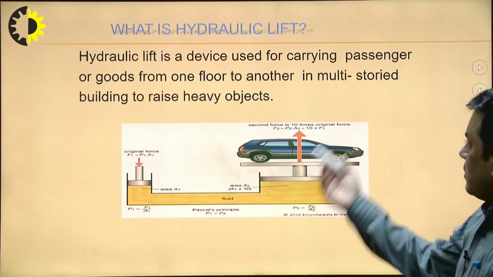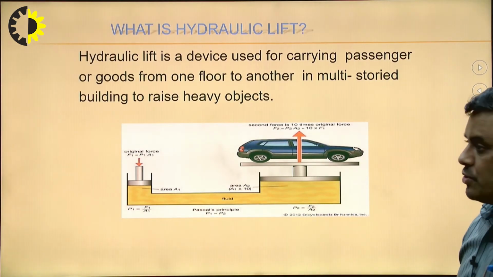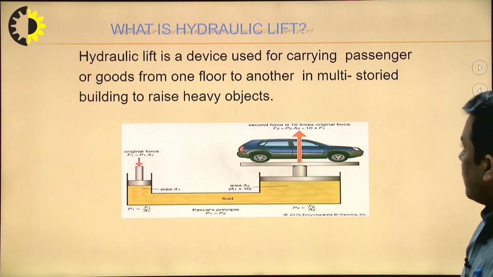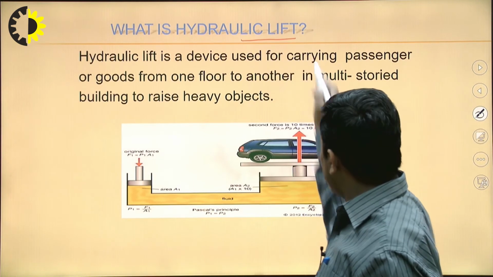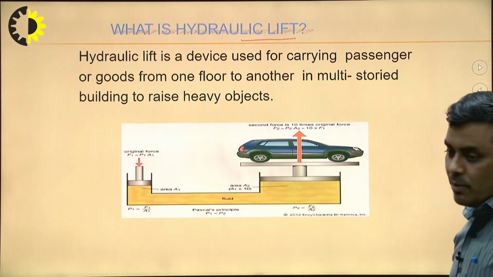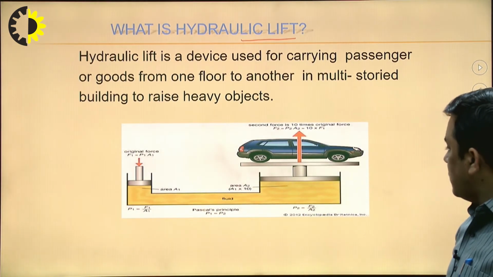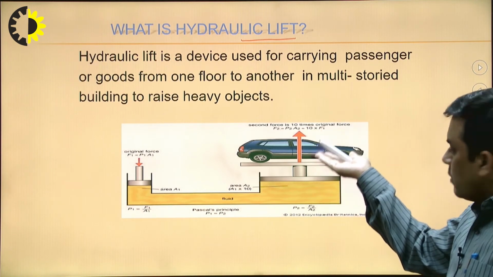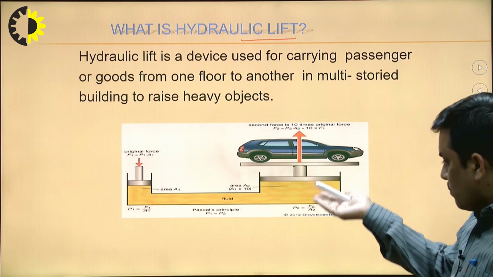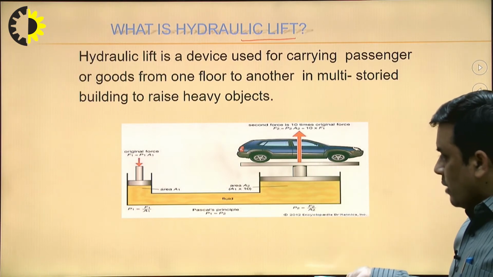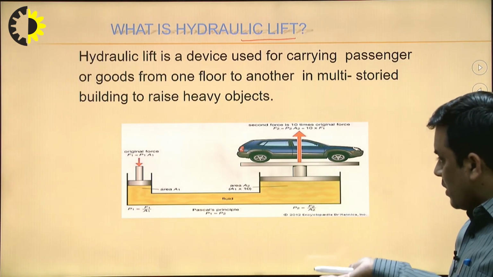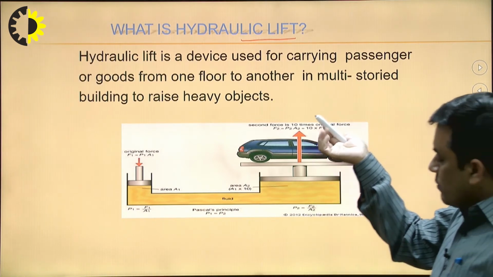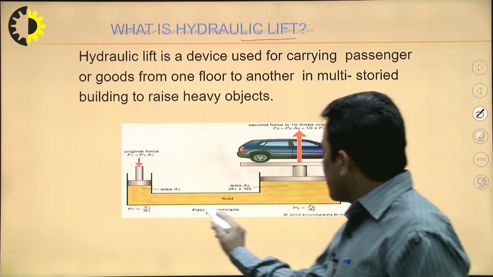Here we can see some examples related to the hydraulic accumulator or the basic function of that. The very first is the hydraulic lift, which we have seen in many automobile workshops. We can see this type of arrangement. There is a platform, and on that platform your vehicle is placed, and by the application of hydraulic pressure, a ram and plunger arrangement comes into the picture, which lifts your vehicle. And basically it works on Pascal's law.